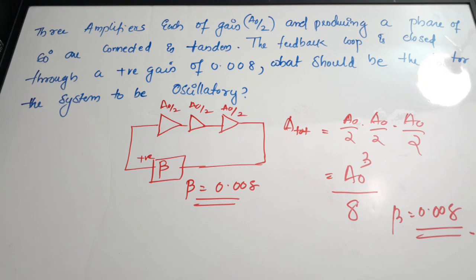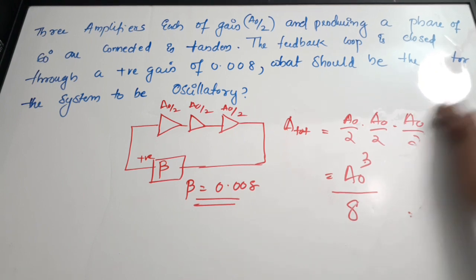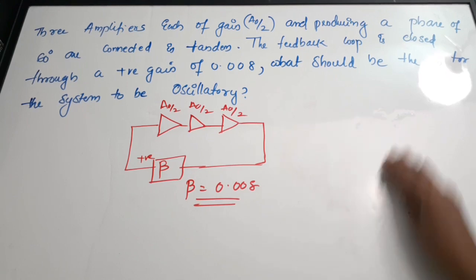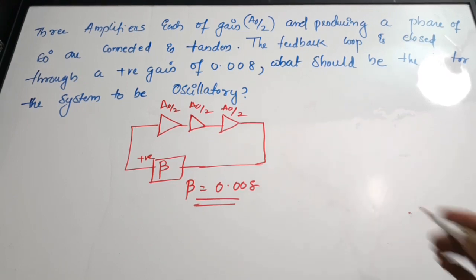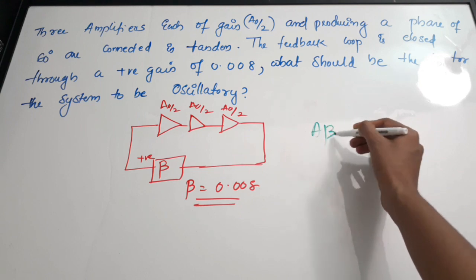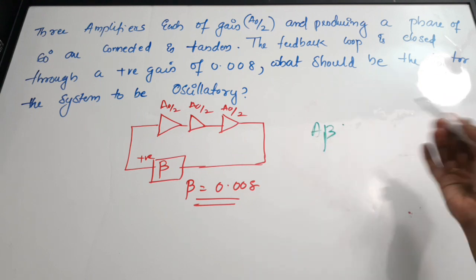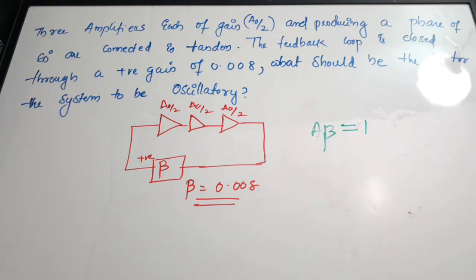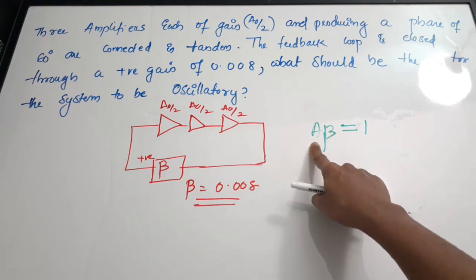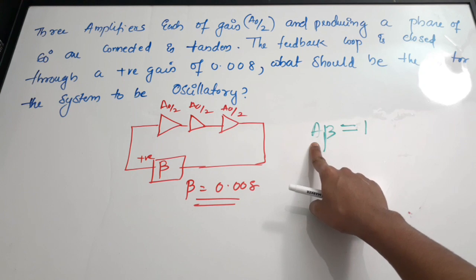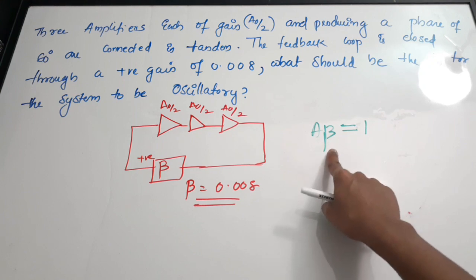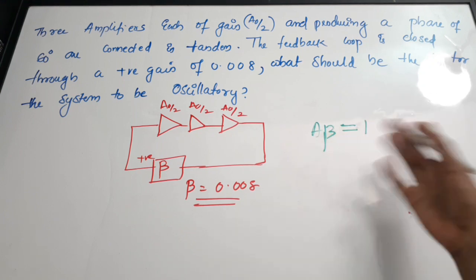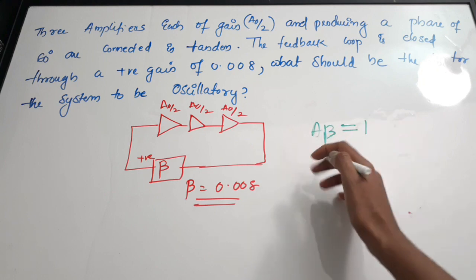Now, for a system to be oscillatory, the condition is the Barkhausen criteria, that is A beta should be greater than or equal to 1, but we'll take A beta equal to 1. Here A is the overall gain of the amplifier stage, and beta is the feedback factor. We have both of these, so we have to equate the product with 1.